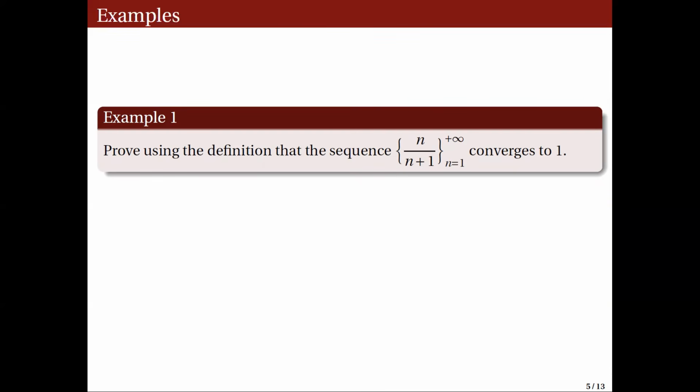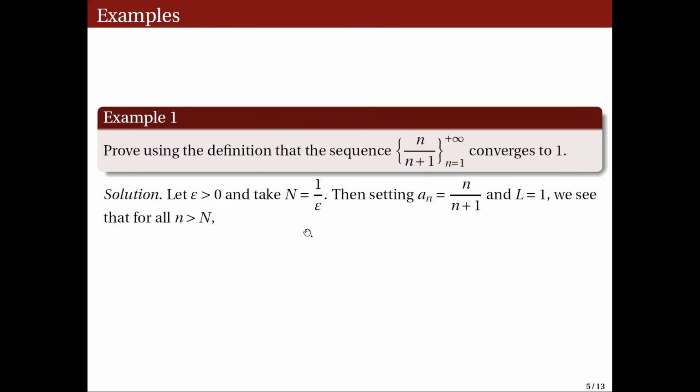Let's prove using the definition that the sequence given by n over n plus 1 from 1 to infinity converges to 1. So let's first show our method of solution. We let epsilon be positive and we take capital N to be 1 over epsilon. We will explain later why we take such value of capital N. Then setting A sub n to be n over n plus 1 and L to be 1, we see that for all n greater than capital N, the absolute value of A sub n minus L is equal to the absolute value of n over n plus 1 minus 1, which is equal to 1 over n plus 1.